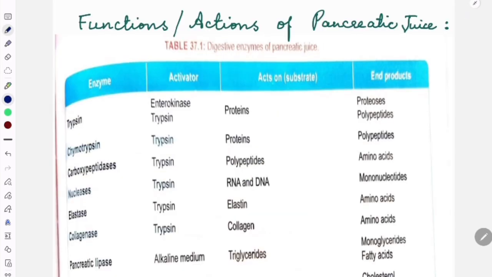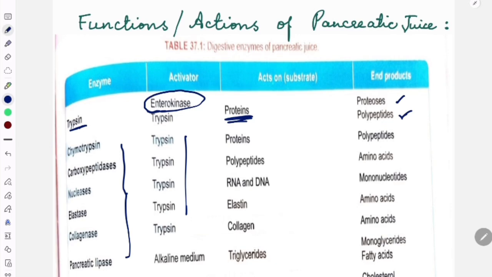Okay, now let us know the functions of the pancreatic juice. The first one we have is trypsin. This trypsin is a proteolytic enzyme present in the pancreatic juice. It acts on proteins and converts them into proteose and polypeptides. The activator for trypsin is enterokinase. Remember, trypsin is the one that is activated by enterokinase, whereas all the other enzymes are activated by trypsin.